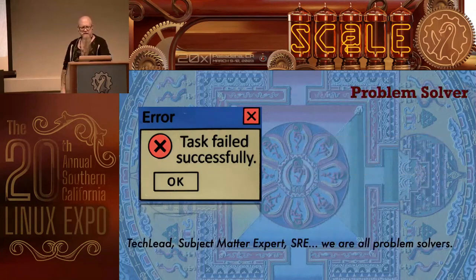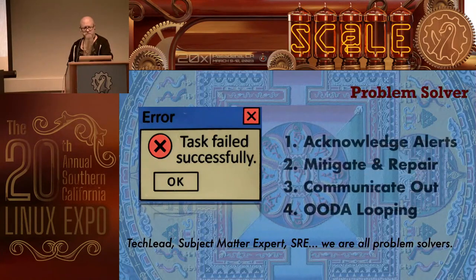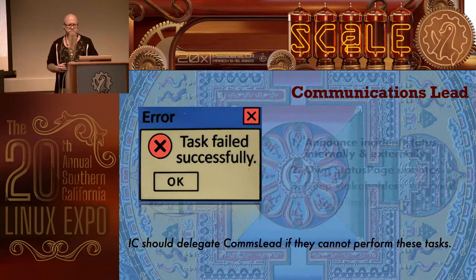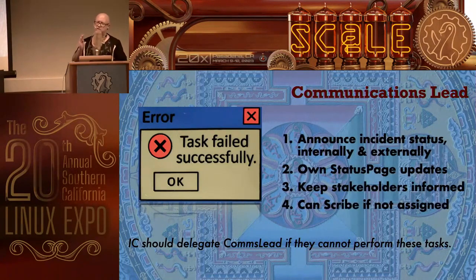Communications lead is, I talked about it a little bit, is the role that talks to people. This is the role that's reaching out to customers, reaching out to the stakeholders.